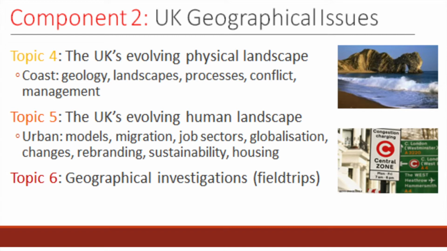Topic 5, we look at the UK's evolving human landscape. So here we start to look at our urban areas, the models of urban development, migration of people and how that has changed populations, different job sections, globalisation, rebranding, sustainability and the different types of housing we find across the UK. Topic 6 is called Geographical Investigations.